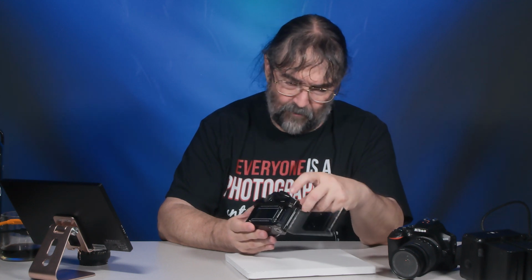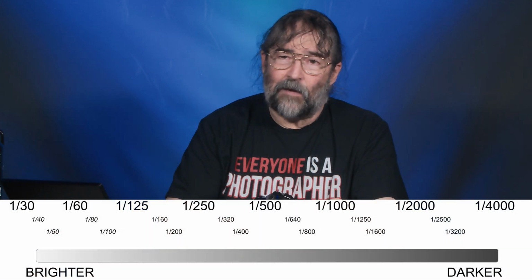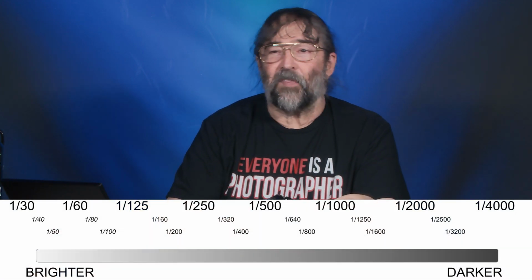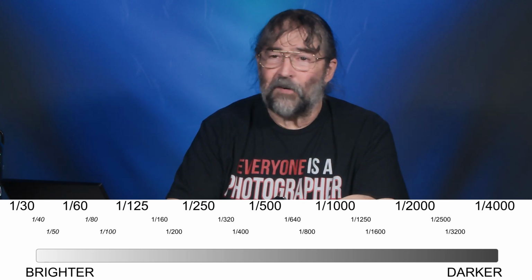Some people with very steady hands might be able to handhold a 1/30th of a second. But if you're going to go any slower than a 1/30th of a second, the camera really needs to be on a tripod. Now, our Nikon cameras can go all the way up to 1/4000th of a second, which is pretty quick. It's very, very fast.